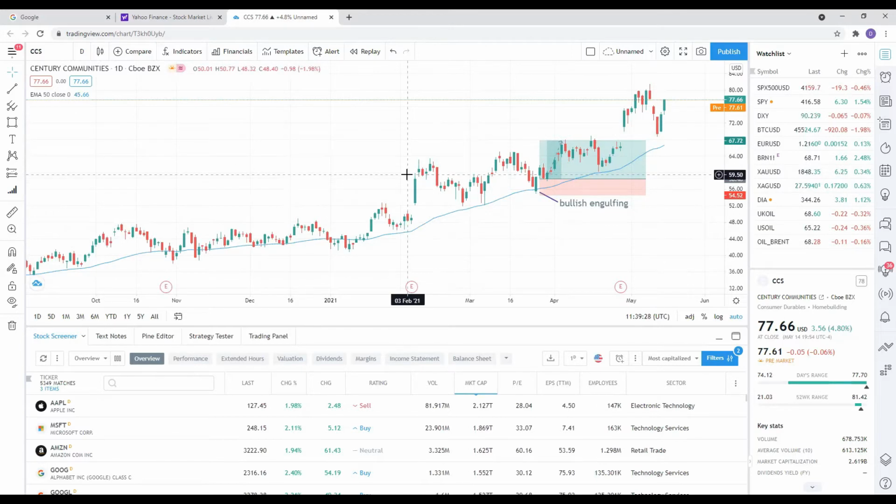Now that I have shown you multiple bullish engulfing chart patterns and how to trade the bullish engulfing chart pattern, I will show you the harmonic chart pattern.